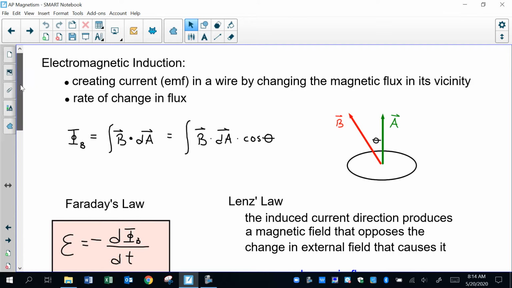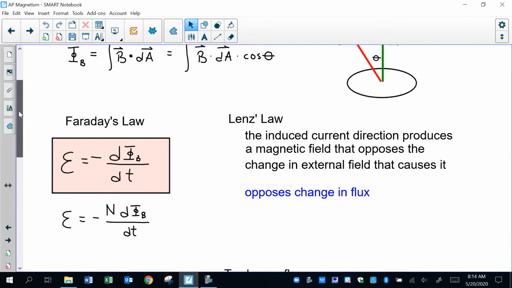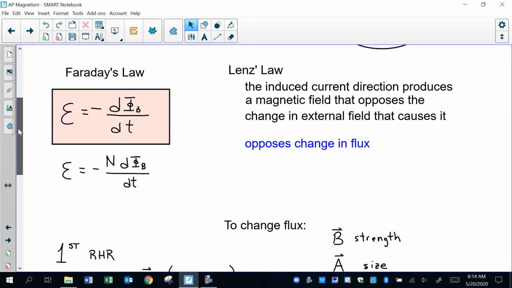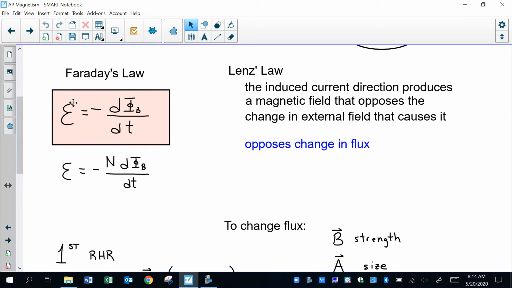So if we scroll down a little bit, what we're going to be looking at is something known as Faraday's law. Faraday's law says that our EMF, the script E, is going to be equal to the rate, I've got the derivative with respect to time, the rate of change in our flux. Now the negative sign is there just as a direction so we can figure out which way the current's going to actually flow, but this right here is our equation.